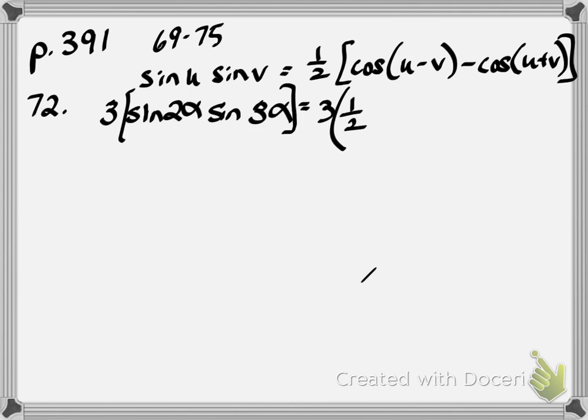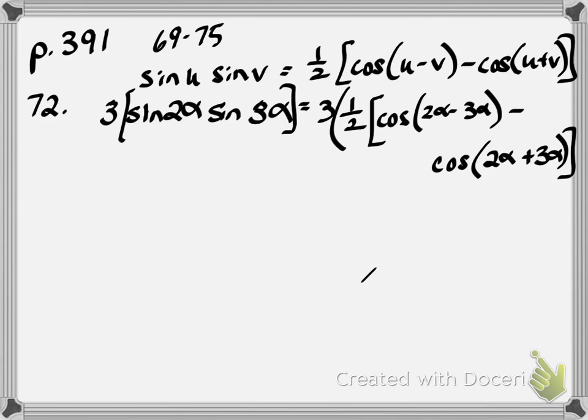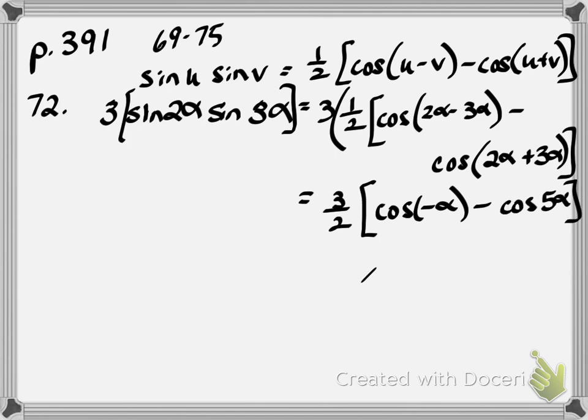So you got your half, your bracket, your cosine 2 alpha minus 3 alpha, minus cosine 2 alpha plus 3 alpha. So that's 3 times a half. I'm going to call that 3/2 bracket cosine negative alpha minus cosine 5 alpha. And that's all we'll do. All they want us to do is rewrite.